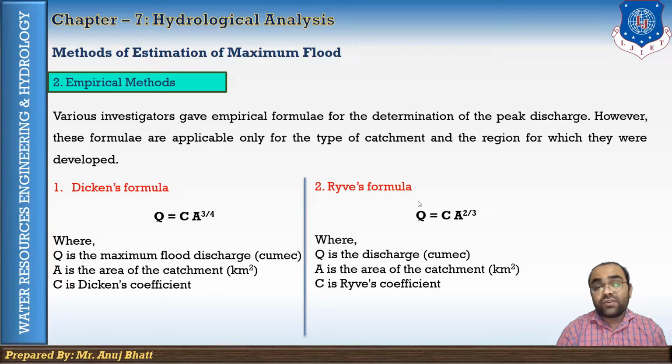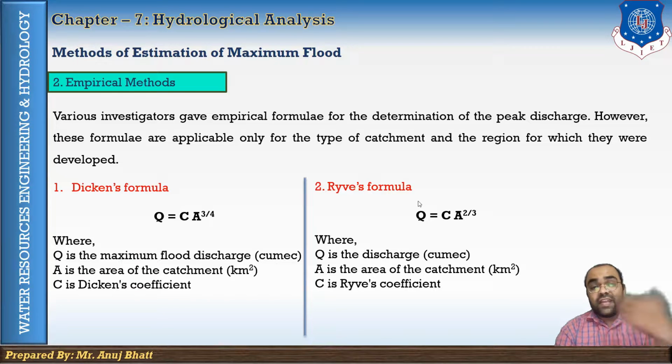Well, this formula was developed for the Tamil Nadu region. It is also used for the catchment in South India, in Karnataka and Andhra Pradesh. According to this formula, Q is equal to C into A raised to 2 by 3. Again, C is the coefficient, and the value of this C is 6.8 for the area within the 24 kilometers of the east coast.